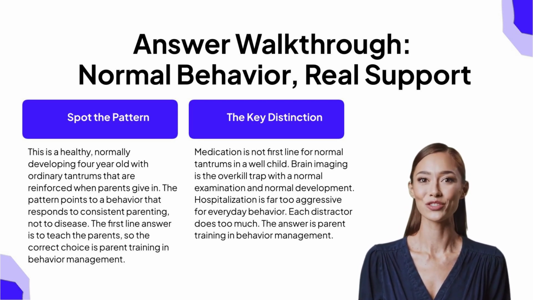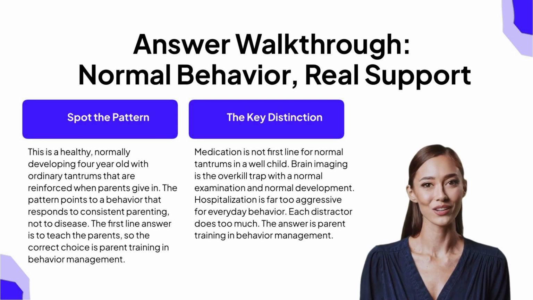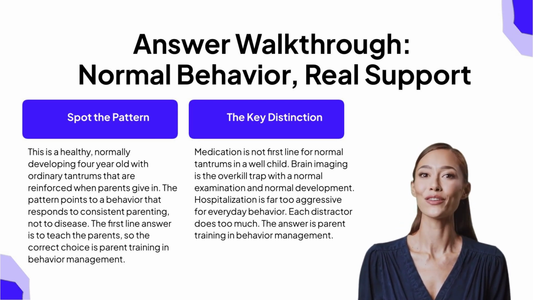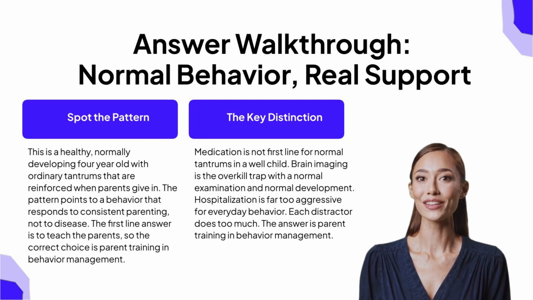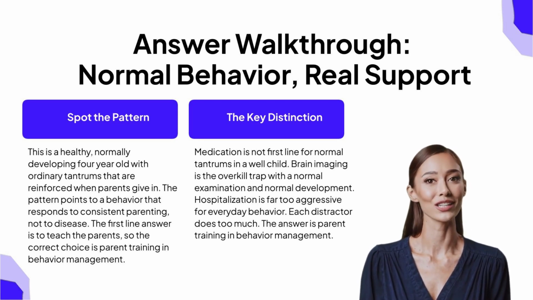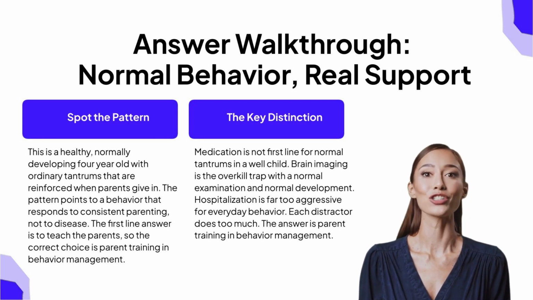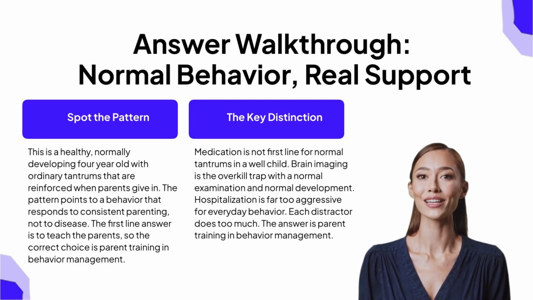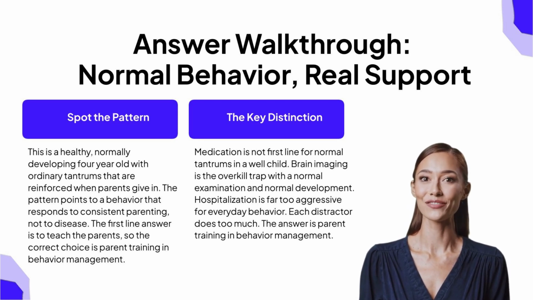Now, the key distinction between the wrong choices. Starting a medication to control her behavior is not first line for normal tantrums in a well child. Ordering brain imaging is the overkill trap when the examination and development are both normal. Referring to a psychiatrist for hospitalization is far too aggressive for everyday behavior. Every distractor does too much. The correct answer is to recommend parent training in behavior management.